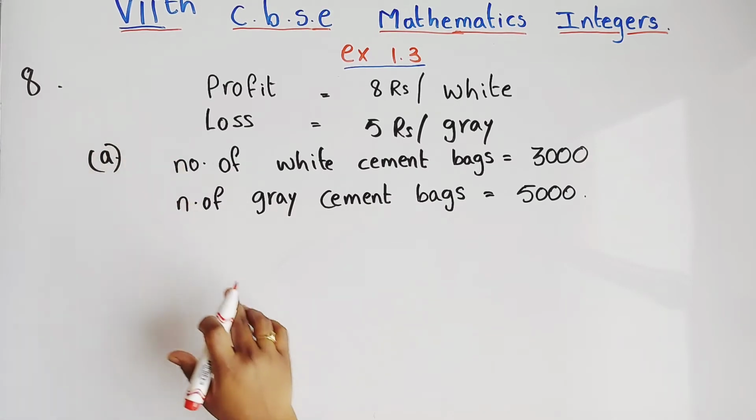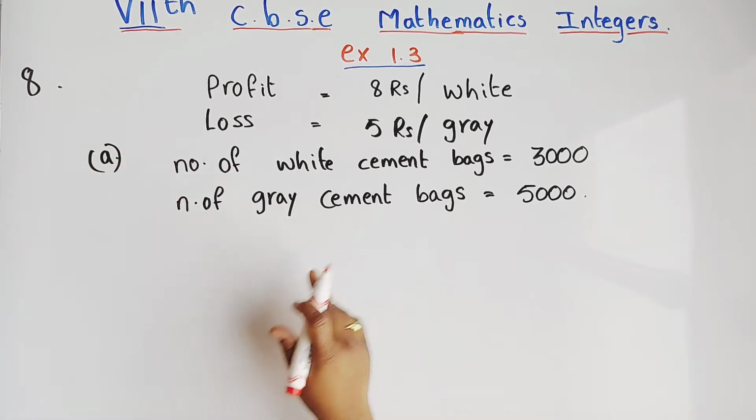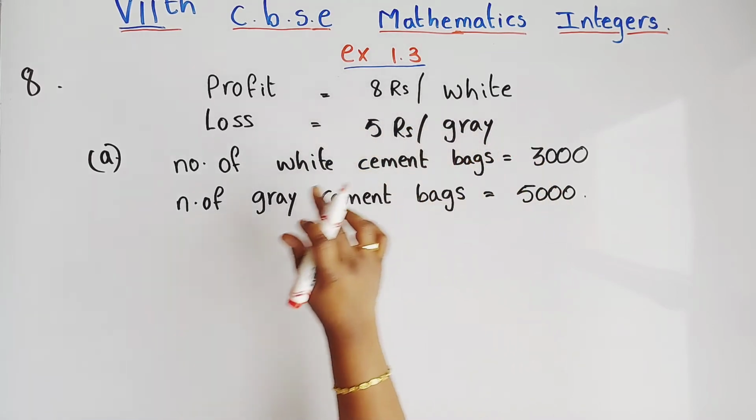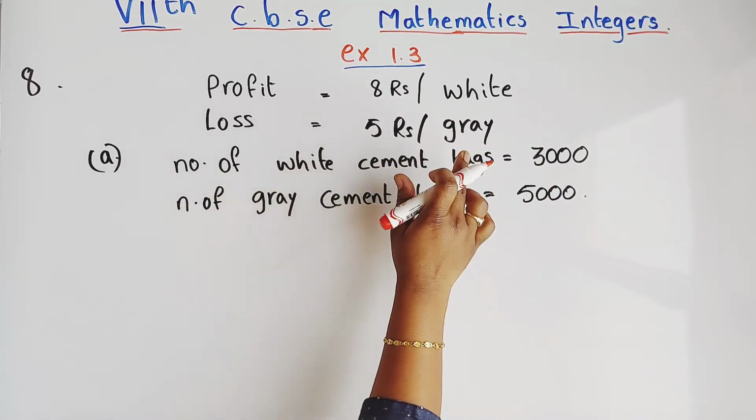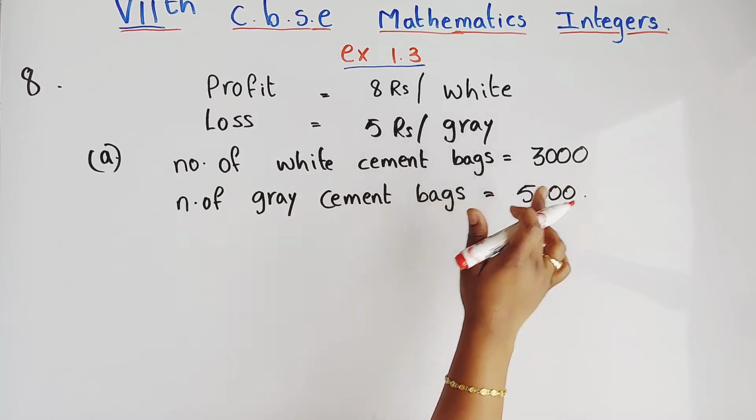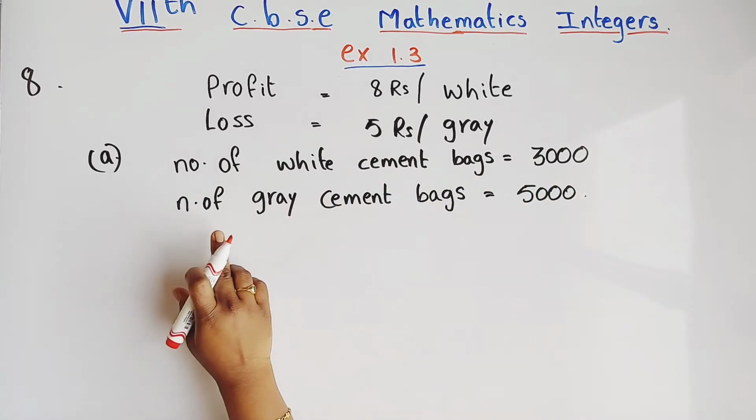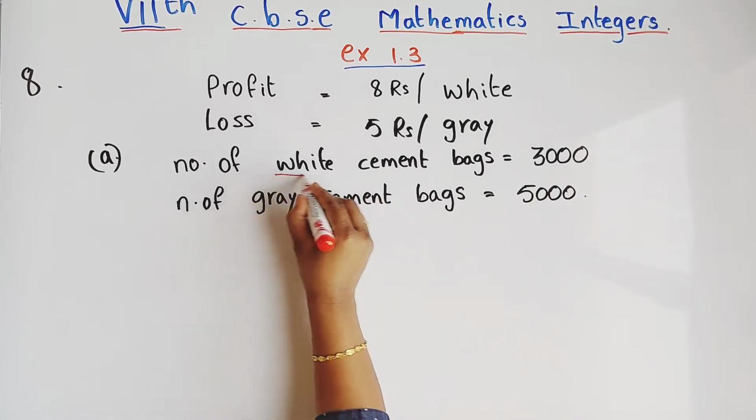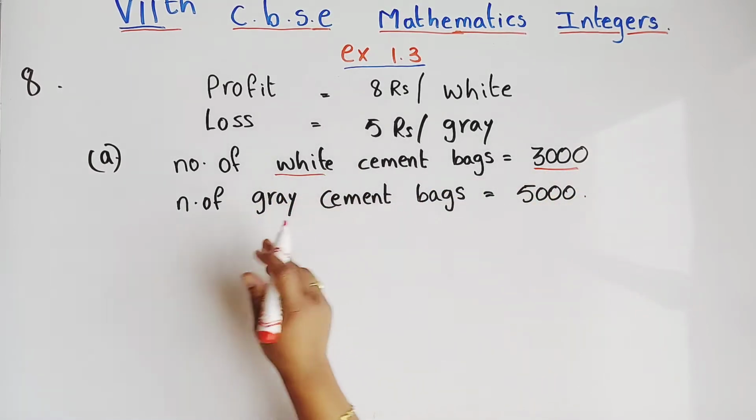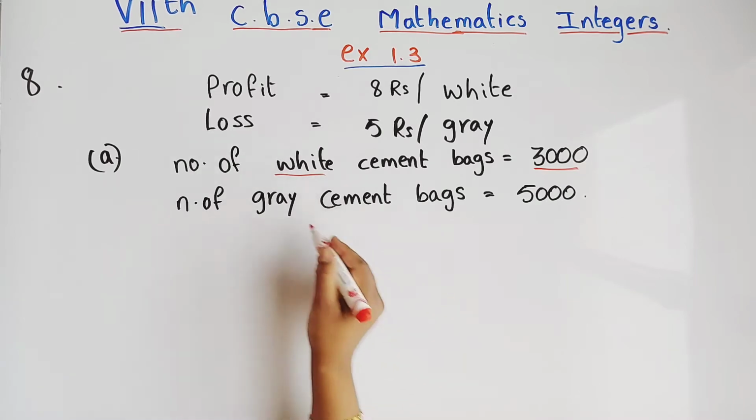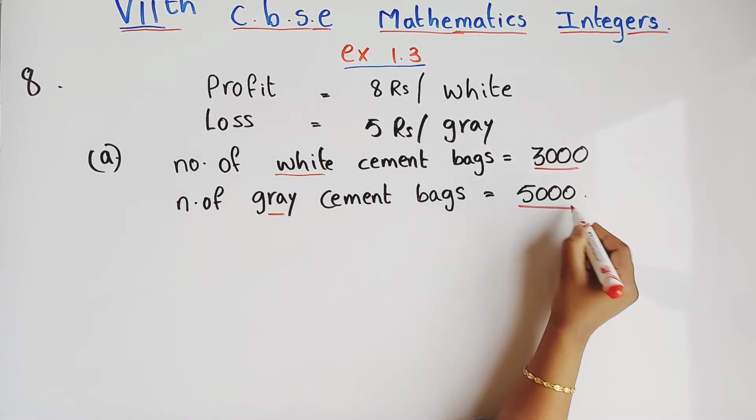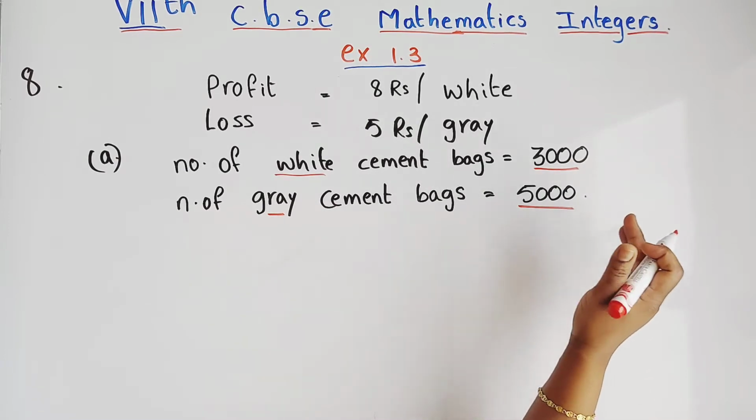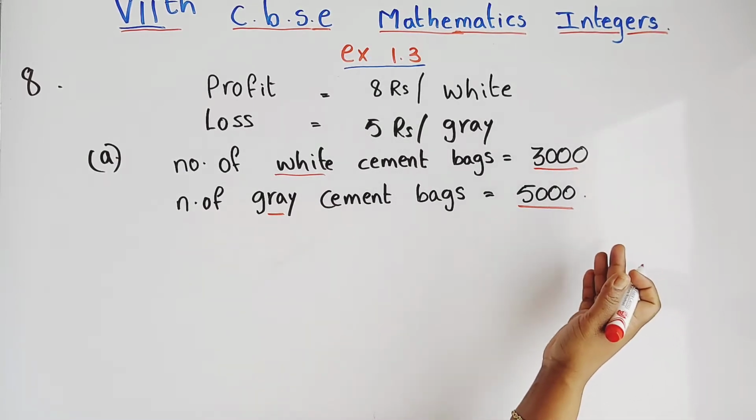Now, eighth question, children. A cement company earns profit of 8 rupees for white cement and loss of 5 rupees per bag for grey cement sold. First question, the company sells 3000 bags of white cement and 5000 bags of grey cement. Grey cement, how many bags are they selling? 5000 bags. So, what is its profit or loss in a month?